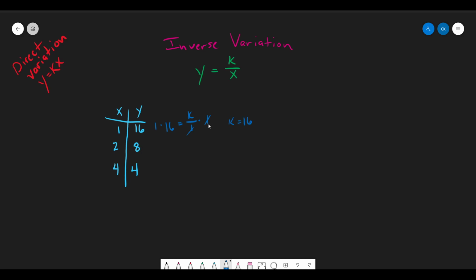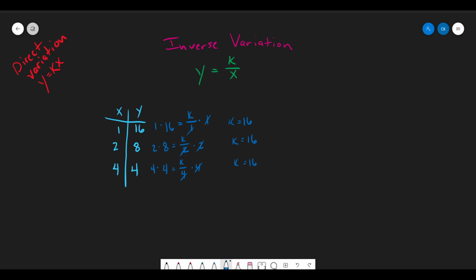So let's try the next one here. If I plug this into y equals k over x, I'm going to have 8 equals k over 2. To get k by itself, I'm going to multiply both sides by 2. And 8 times 2 is going to give me 16. Okay? Do the same thing for the last one. I'm going to plug in 4 for y and 4 for x, and solve for k. Multiply both sides by 4. And again, I get k is equal to 16.